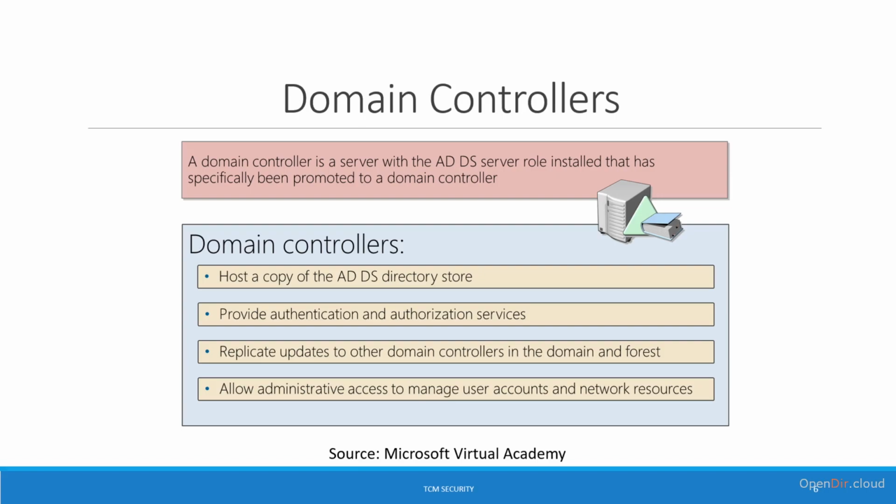On top of this, it's providing authentication and authorization. Going back to the last video when we talked about Kerberos, it's doing that at the domain controller level. And if we're in what's called a forest, or in a domain where we have a parent-child situation, which we're going to talk about on the logical side of things, it does replication. That way, when you make an update to one item on one domain controller, it updates across the board. We'll talk about that in just a second. But also, we have administrative access with the domain controller, so that we can manage user accounts and network resources.